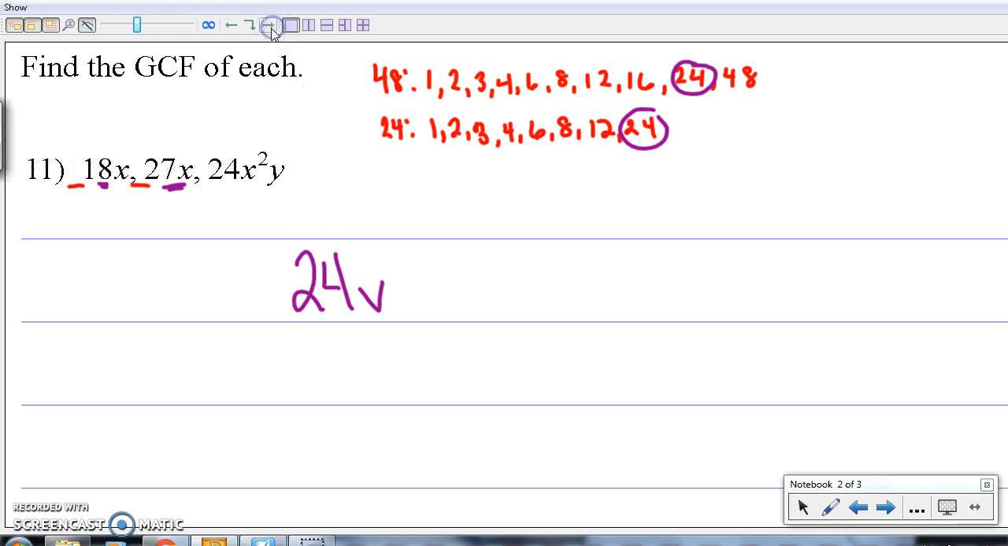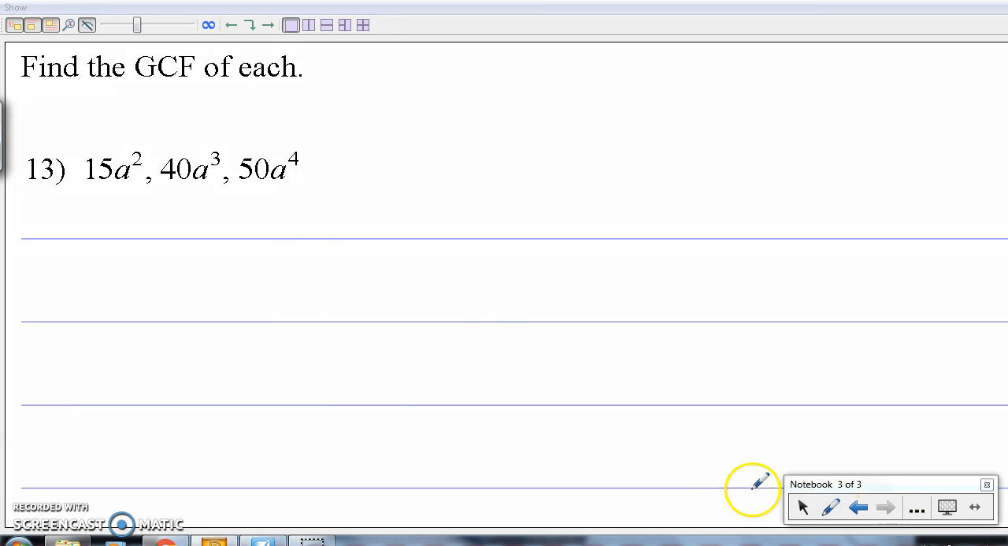One other thing I want to look at, let's see, is number 13. Kind of the same idea here. What goes into 15, 40, and 50? I know I can divide all of those by 5. Notice that each of those has an a in them.